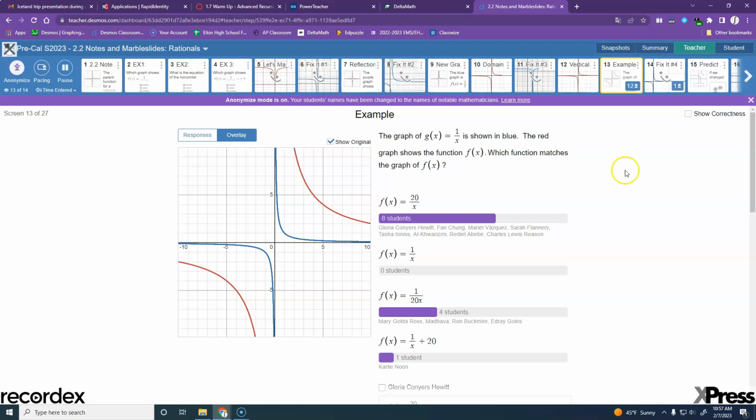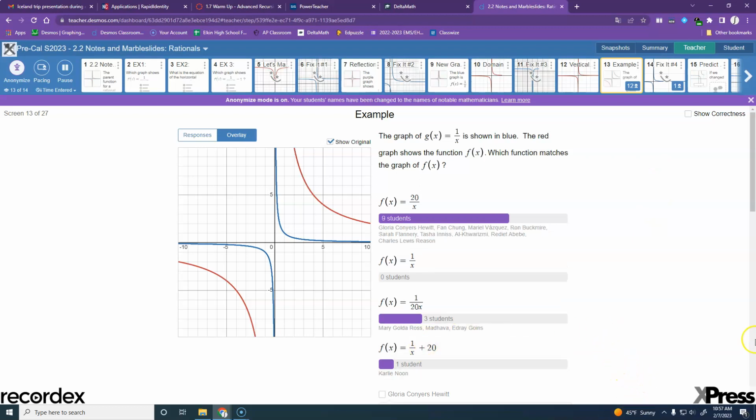Okay, we did have one person pick this one down here. What's a plus 20 on the end of the graph going to do? It moves the whole graph up. So the horizontal asymptote right here would be moved all the way up to 20. The graph itself would not be steeper or less steep. It would move the whole thing up. So it would not be that one.